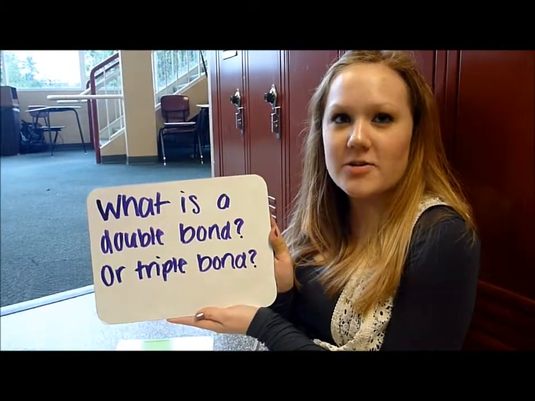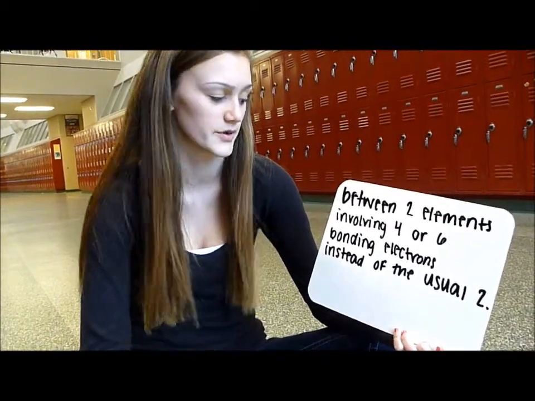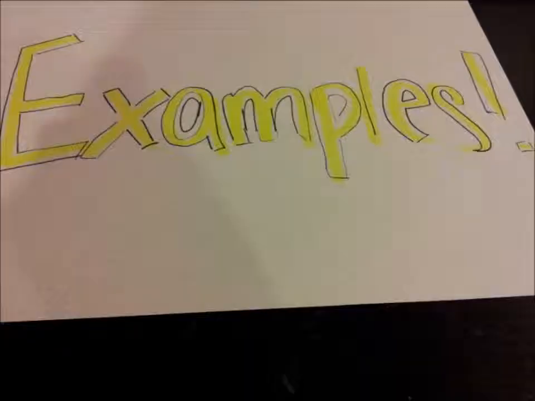What is a double bond or a triple bond? Double and triple bonds are between 2 elements, involving 4 bonding electrons for a double bond or 6 for a triple bond, instead of the usual 2.